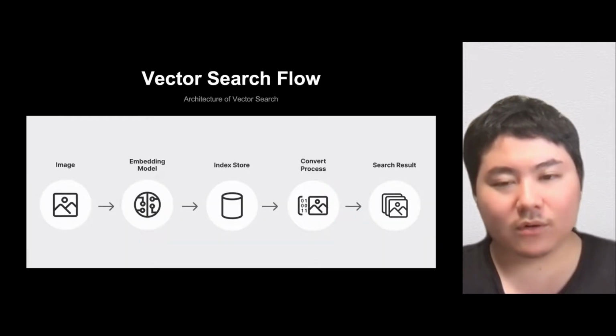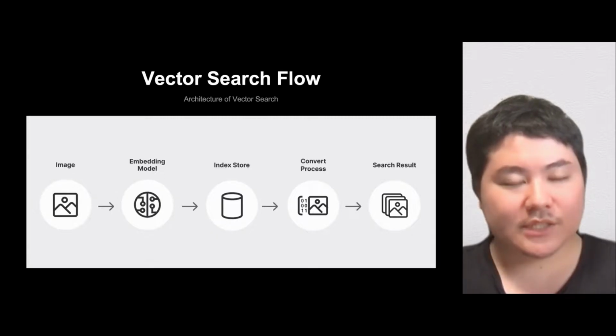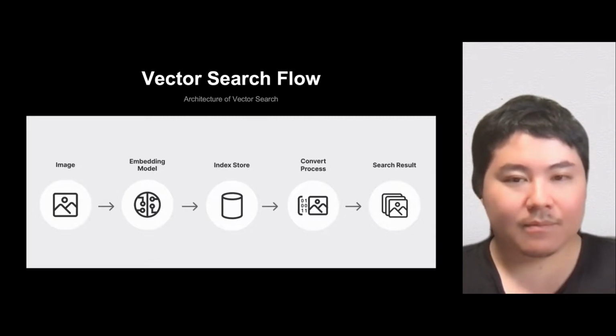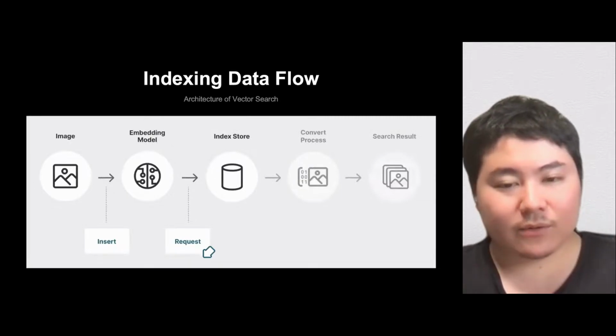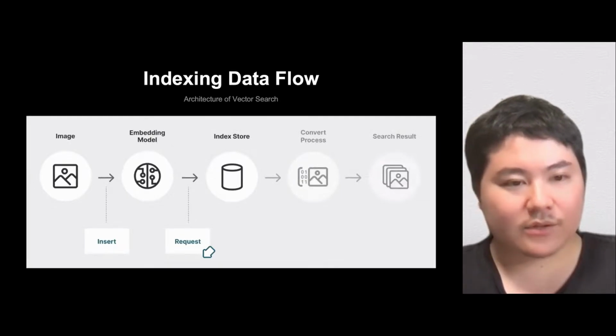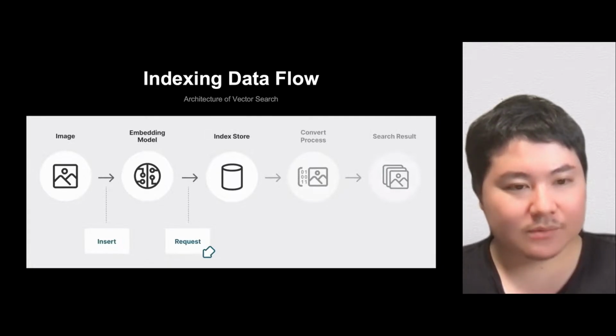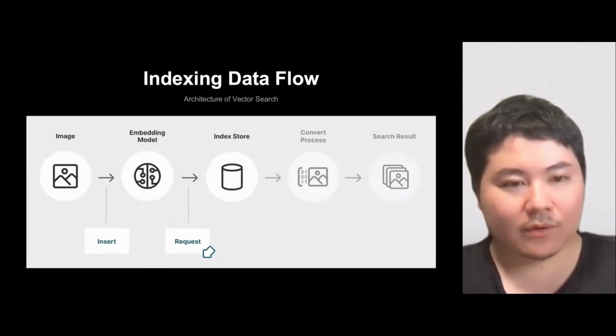Now, I would like to give you an overview of the data flow of vector search using an example of similar image search. First, the index phase. Here we use a similar image search as an example. Images stored in index stores are converted into vectors using an arbitrary embedding model.